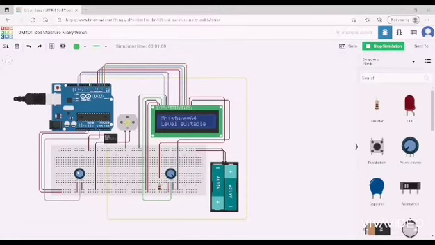And finally, for the last outcome, when the level is even higher, the LCD monitor displays that there's a water excess and there's too much water, so the DC motor is also again turned off. Simulation stopped.